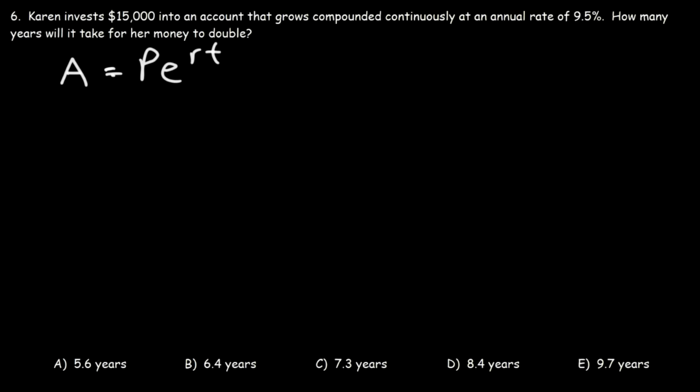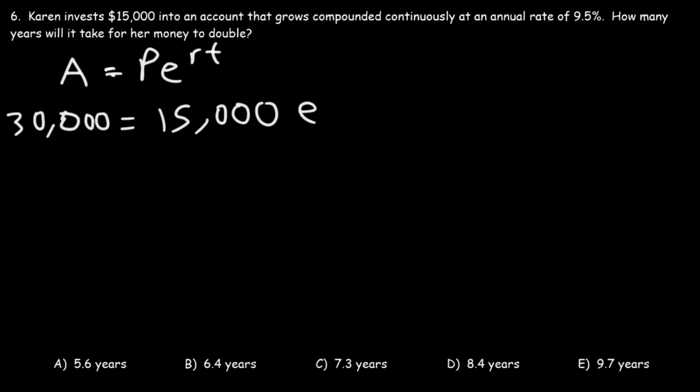P is basically her principal, the amount that she's going to put into the account. A is going to be the account value after some time period has elapsed. e is basically a number. It's the inverse of the natural log function. r is the annual interest rate, and t is the time in years. So her investment, the principal, is $15,000. We want to see how long it takes for her money to double. So her future account value will be $30,000.